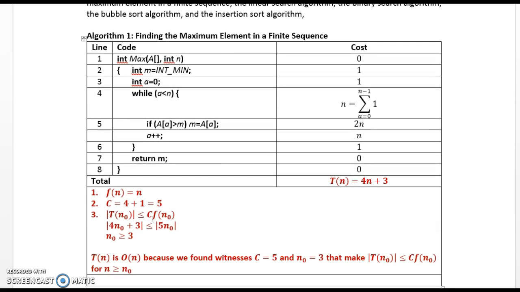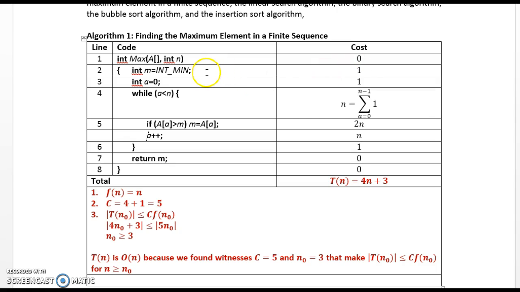Algorithm 1: finding the maximum element of a finite sequence. The first thing we do is write some C++ code that finds the maximum element in a finite sequence, and we compute the cost.